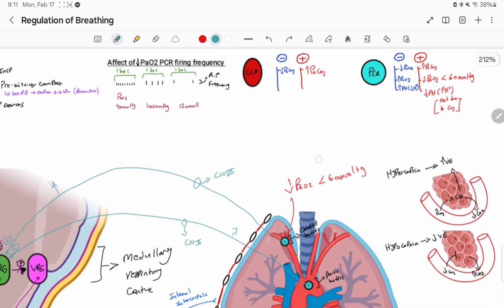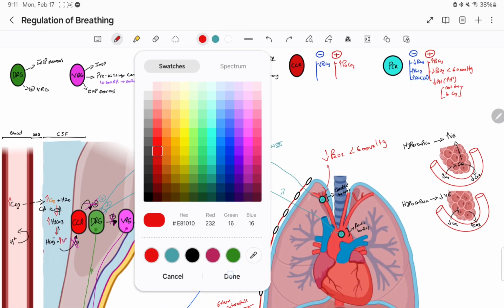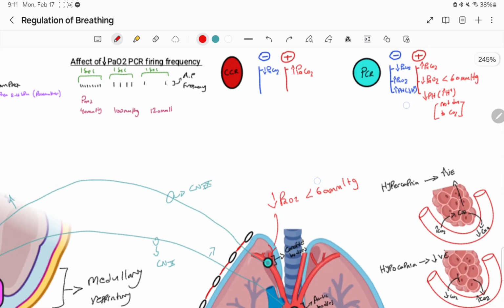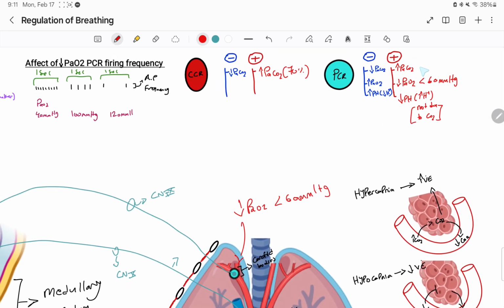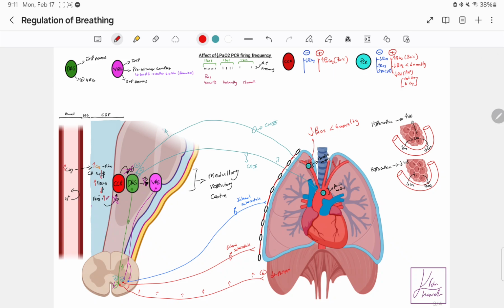Now, we mentioned that both of these, the central chemoreceptors and the peripheral chemoreceptors, are responsible for sensing CO2. But which one senses CO2 more? Well, the central chemoreceptors are responsible for sensing about 70% of that, and the peripheral chemoreceptors about 30%, okay? So really, you can say that the peripheral chemoreceptors are more of an oxygen sensor, and the central chemoreceptors are more of a CO2 sensor. Obviously, you guys know otherwise, but you can say that to simplify it more for yourself, okay?